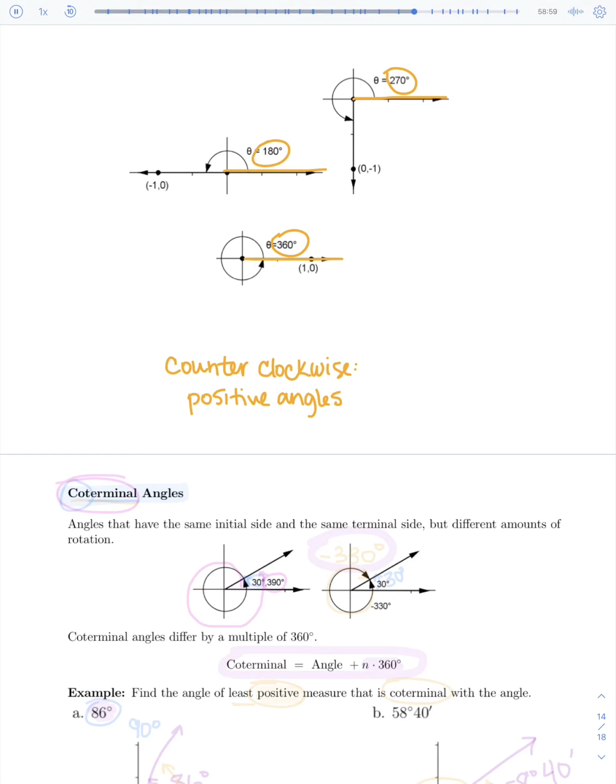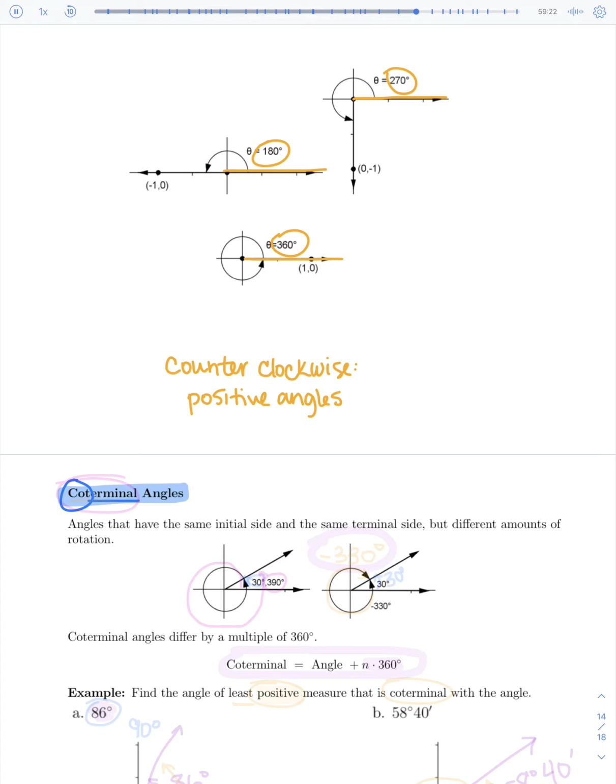Vocabulary here. We want to be able to talk about what are called coterminal angles. And the way that I think of this is I go on the root word, which is terminal. Terminal means where something ends. So coterminal means angles that, co means together, end together at the same spot.